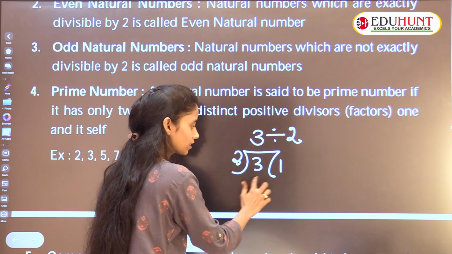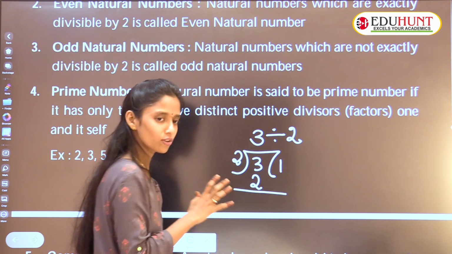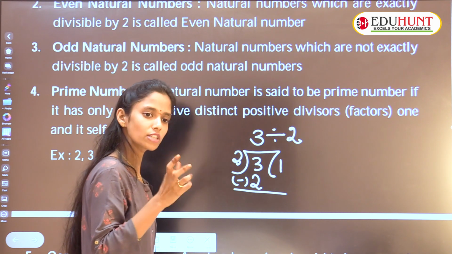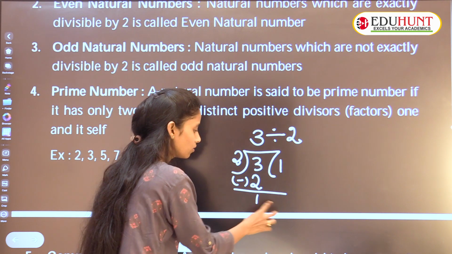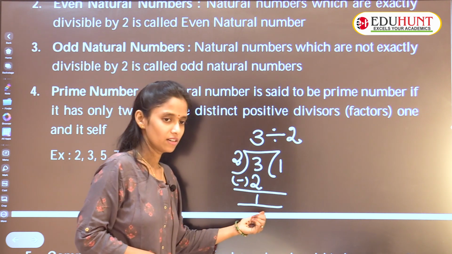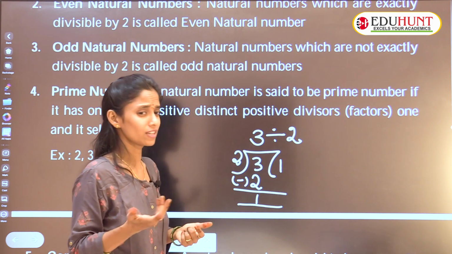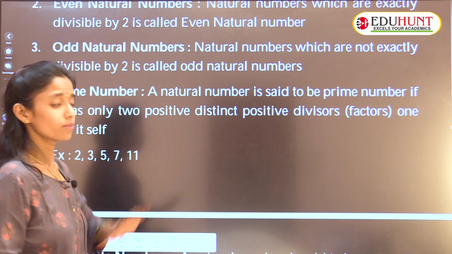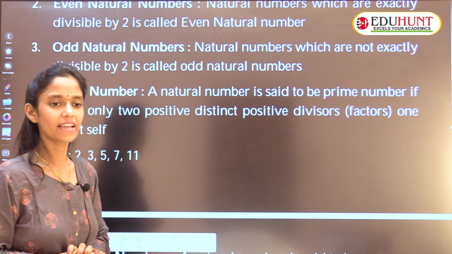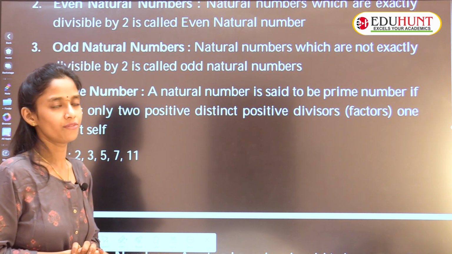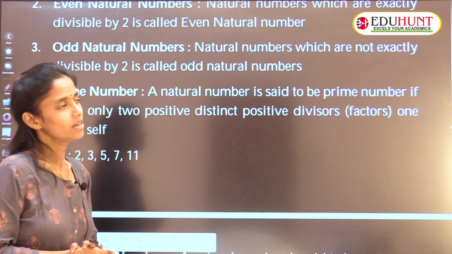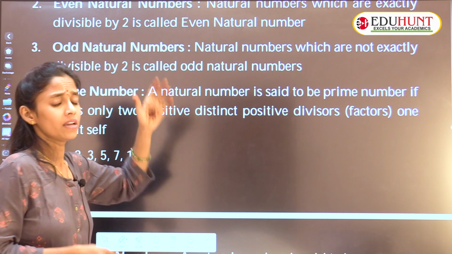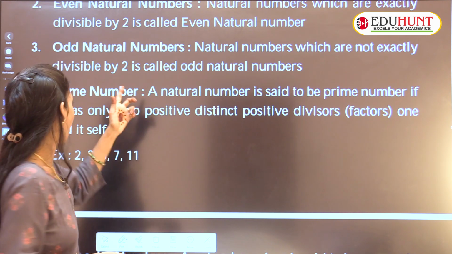So, 2 1s are 2. Whenever you are doing a division, you know that you should keep the minus symbol here. In division you always do the subtraction. So, 3 minus 2, 1. See here, in the 2 table 3 is not there. So, 3 is not divisible. Like that, numbers which are not divisible are 1, 3, 5, 7, 9. These all are not divisible by 2. Like that, you can take any number. If it is divisible by 2, then it's an even number. If it is not divisible by 2, that is an odd number.